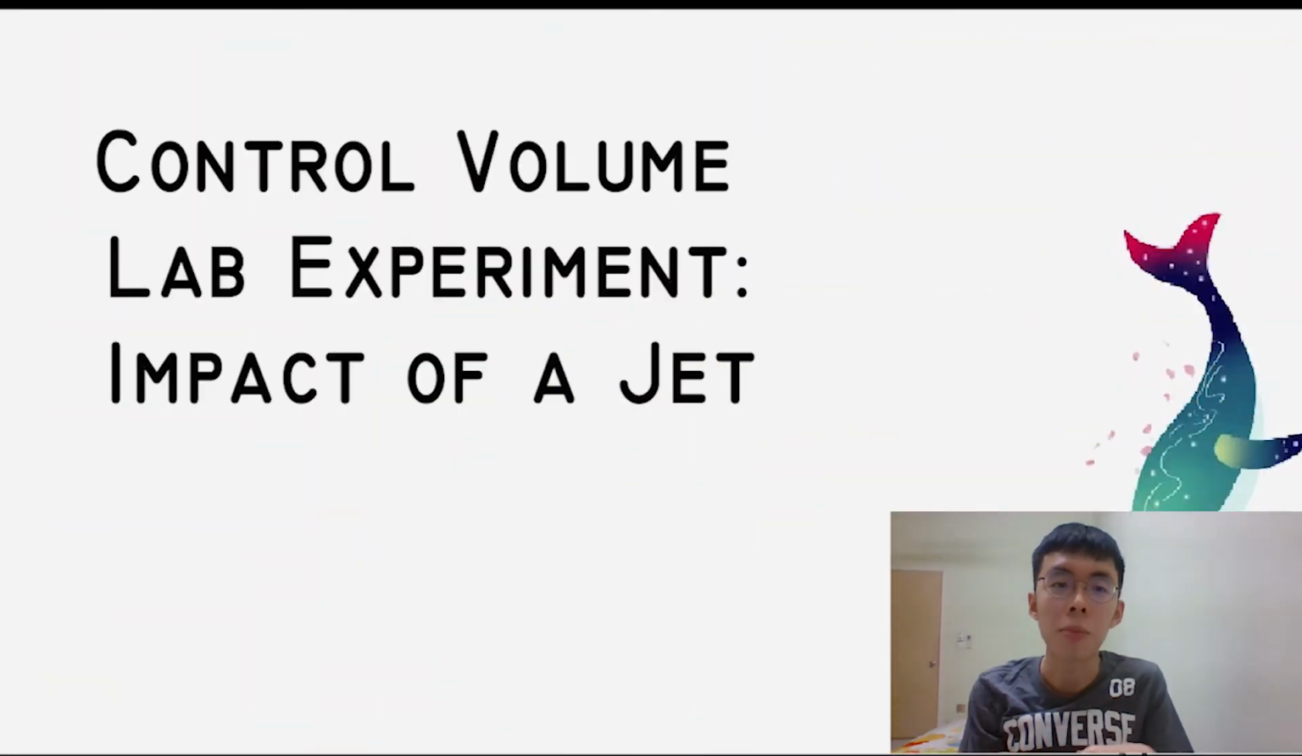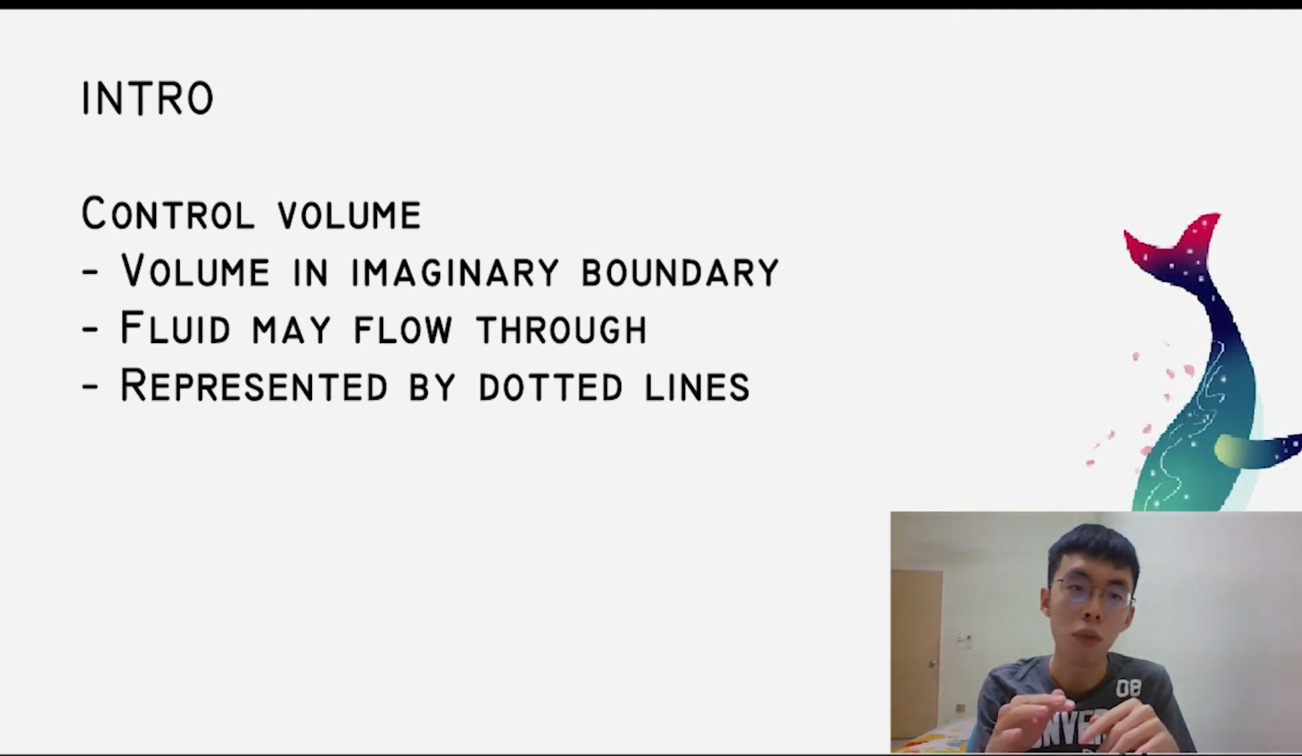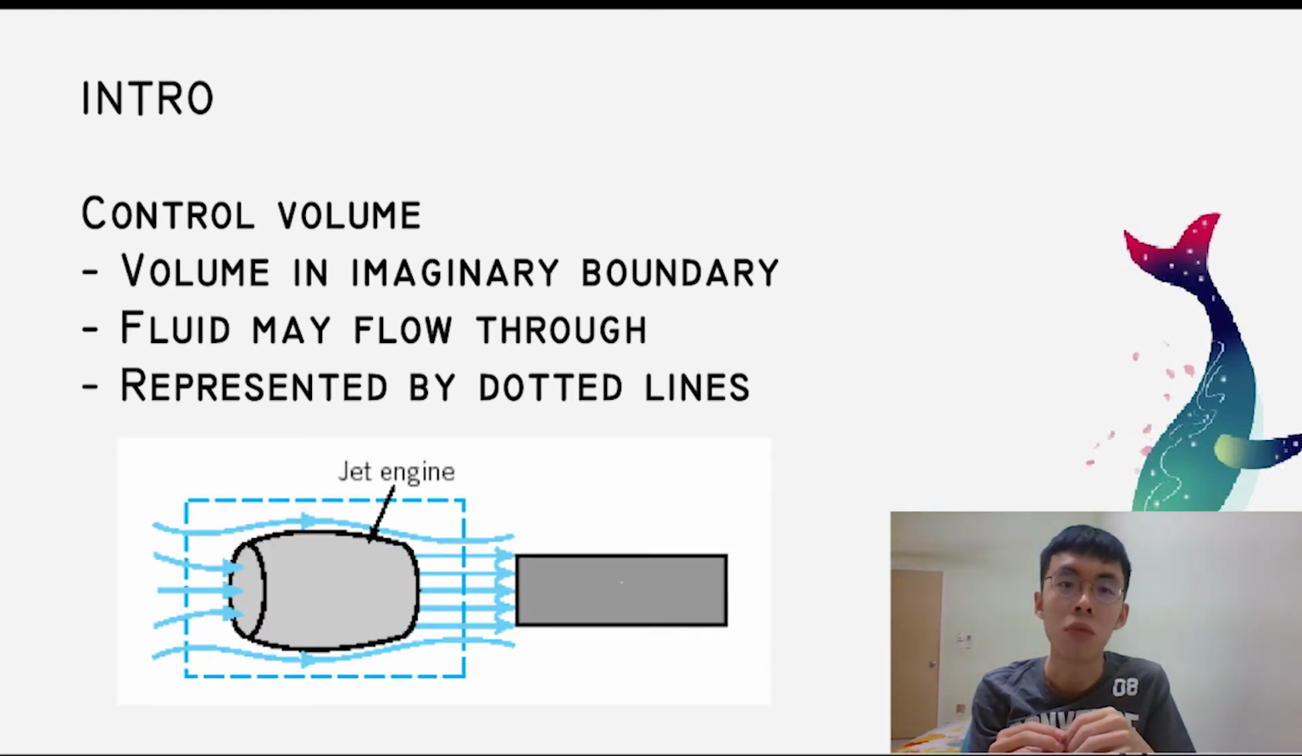Hi, my name is Ryan, and today we'll be looking at a lab experiment involving control volume, which will be studying the impact of a jet. A control volume is a volume in space surrounded by imaginary boundaries, which fluid may flow through. It is an arbitrary boundary that is often represented using dotted lines.